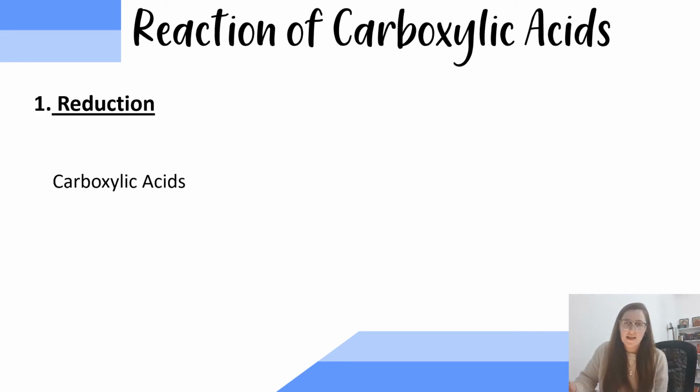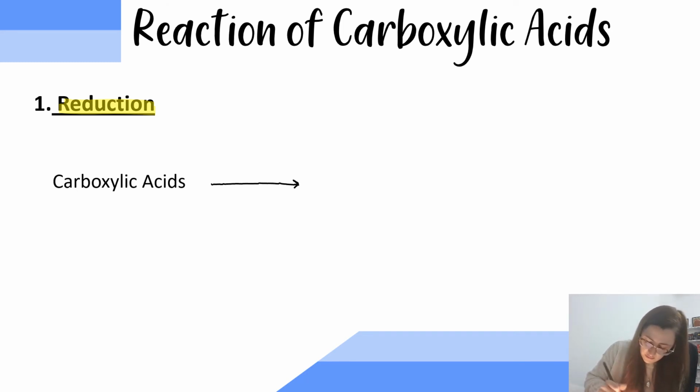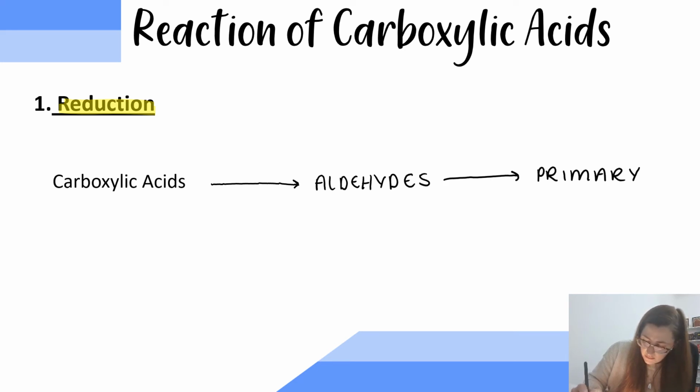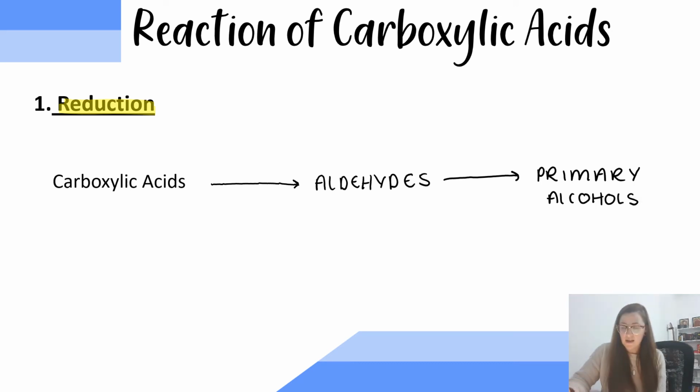Now, carboxylic acids are a very useful family of compounds. They undergo quite a few reactions. One of the ones we've already looked at is reduction of carboxylic acids, and we know that we can reduce carboxylic acids first to aldehydes and also to primary alcohols. So that is one of the reactions that carboxylic acids undergo.